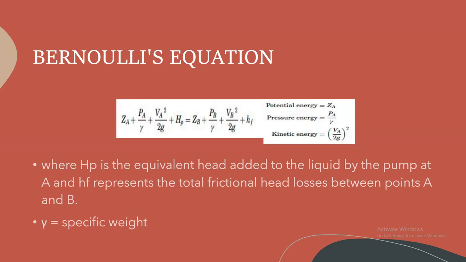So the Bernoulli's equation has three components. It has the potential energy, the pressure energy, and the kinetic energy. This is energy input, in this case a pump, and this is the energy loss. Where HP is the equivalent head added to the liquid by the pump at A, and HF represents the total frictional head losses between points A and B.